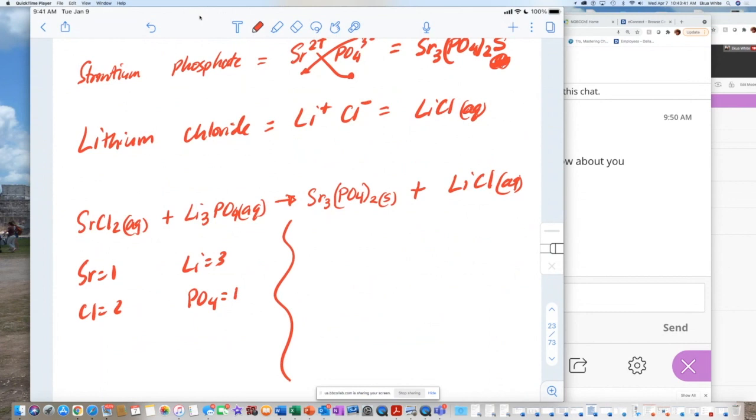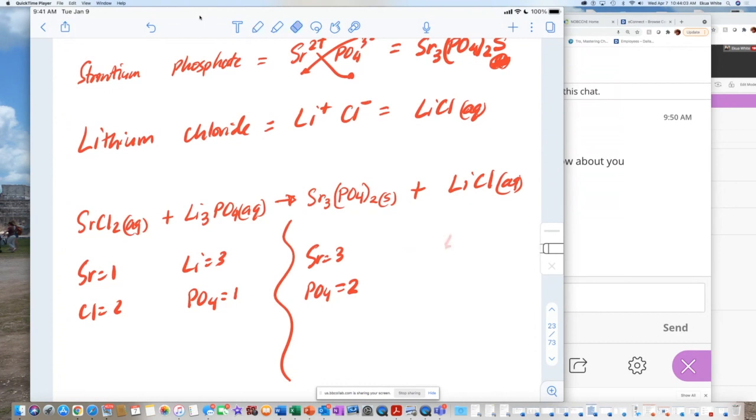So I'm going to look at PO4 because it's a polyatomic ion. I'm going to look at it as a group. And then here we have Sr3, PO4, 2. Now, if you want to look at each phosphate and each oxygen and list it that way, can you do that? Yes, you can. It will take you a little longer, but yes, you can.